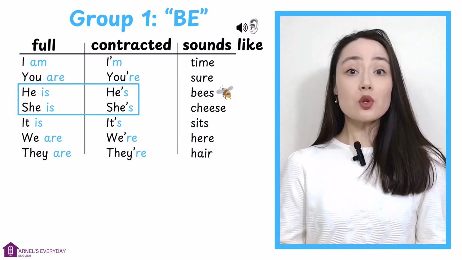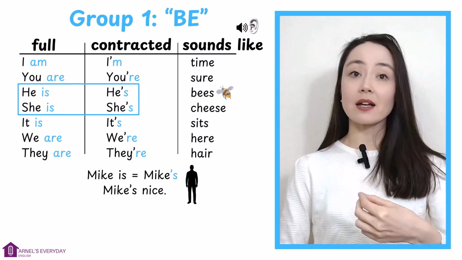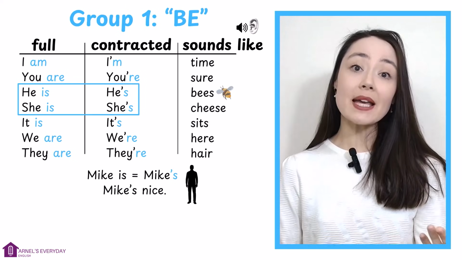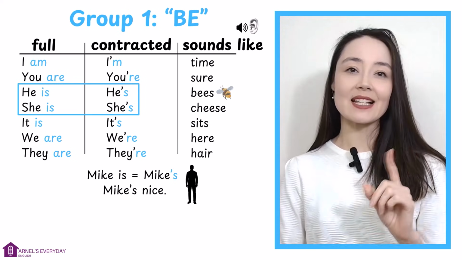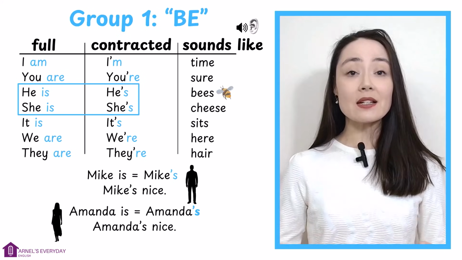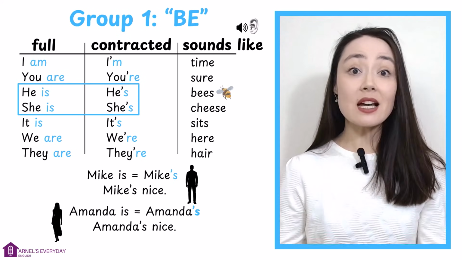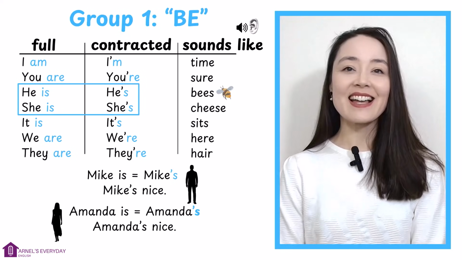Look at he and she. We can also use names. Mike. Mike is a man's name. Mike is, Mike's. Mike's nice. Amanda. That's a woman's name. Amanda is, Amanda's. Amanda's nice.